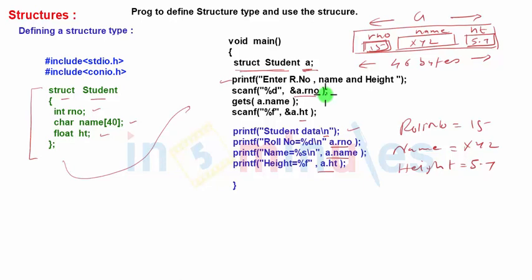You can even do some operations. Something like, let's say, if a dot height is greater than, suppose, 5.6, then perform something. So that is how we can do the checking also. If you want to increment the value of roll number, I can write a dot rno plus plus. So all these operations are possible. We can use the variables as we want. Just use the syntax structure name dot member name to perform any operation that we want.